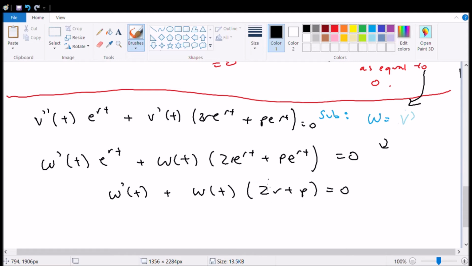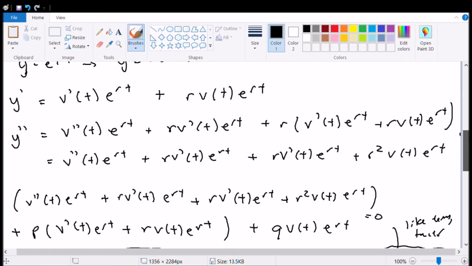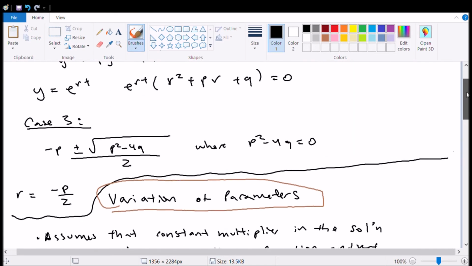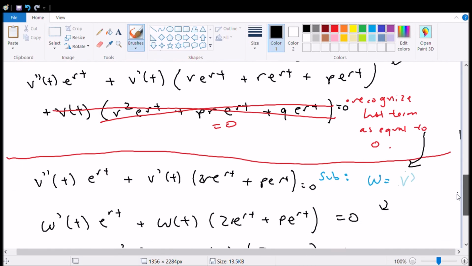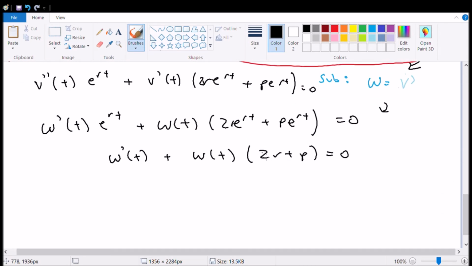Now let's look at the 2r plus p. We said here before that r equals negative p over 2, because r was the real solution that we got from the quadratic formula. So 2r is going to be negative p, right? And then if we have a 2r plus p, then this is just going to be negative p plus p, which equals 0. So this thing equals 0 again. And isn't that amazing? This part cancels out. So now we're left with the simplest differential equation to ever exist, w prime of t equals 0.